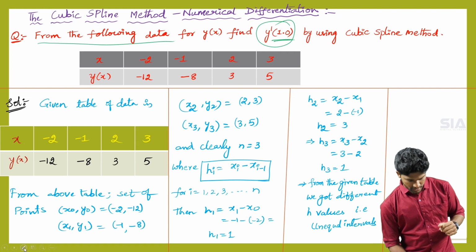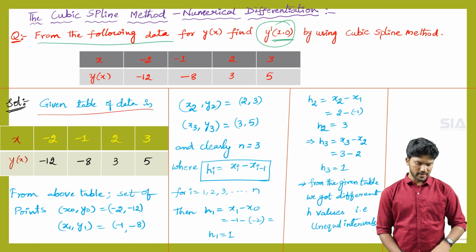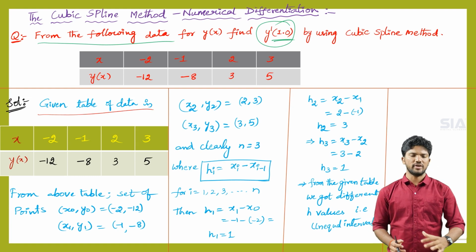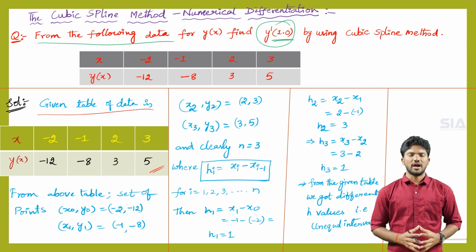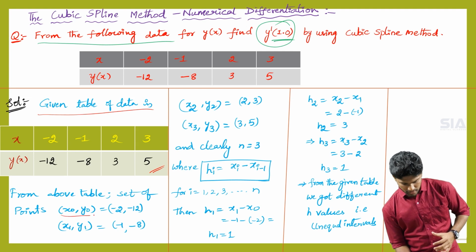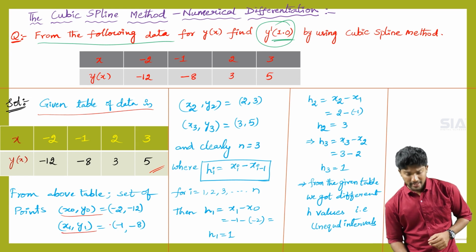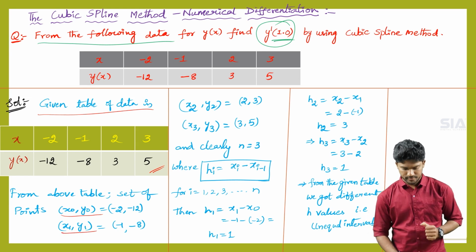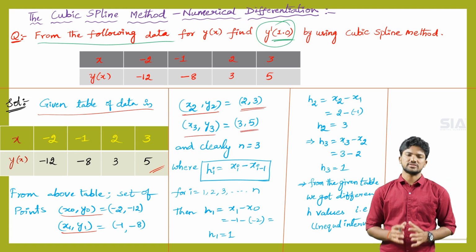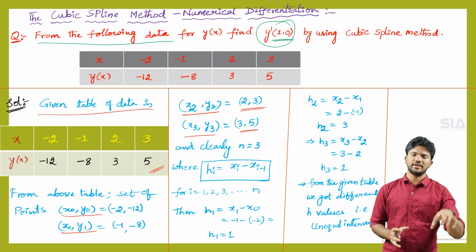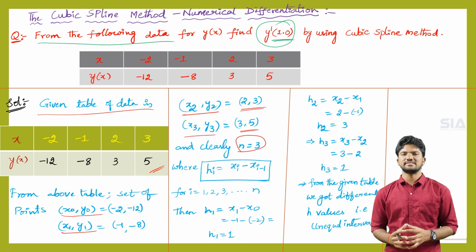So we'll start the solution for this problem. The given table of data is: x values -2, -1, 2, 3 and y of x is equal to -12, -8, 3 and 5. This is the given tabulated function. From the above table of points, we can set x0, y0 equal to -2, -12; x1, y1 equal to -1, -8; x2, y2 equal to 2, 3; and x3, y3 equal to 3, 5. These are the given tabulated function values. Clearly, small n is equal to 3. Here small n is the last number.